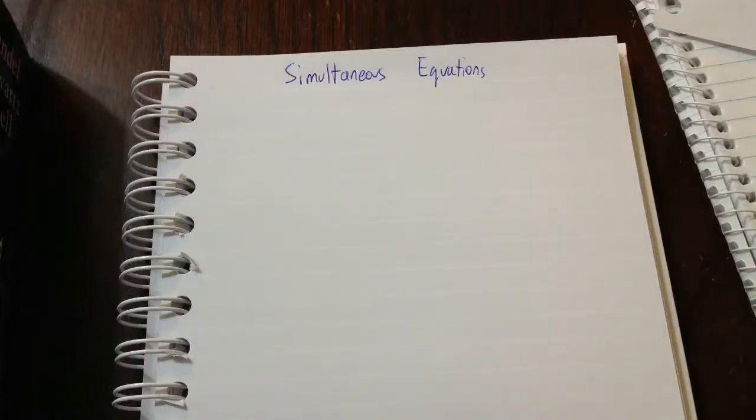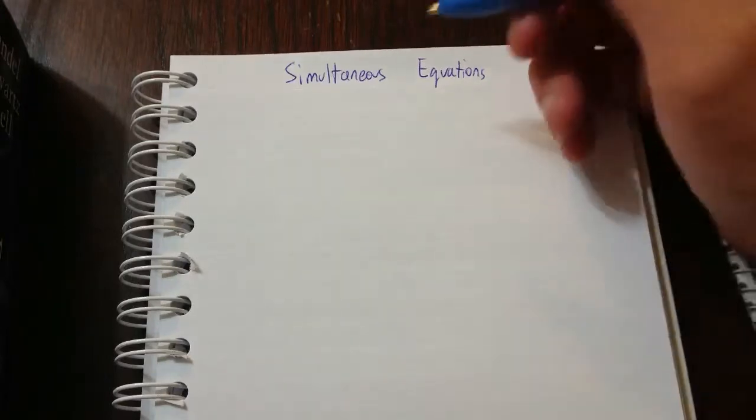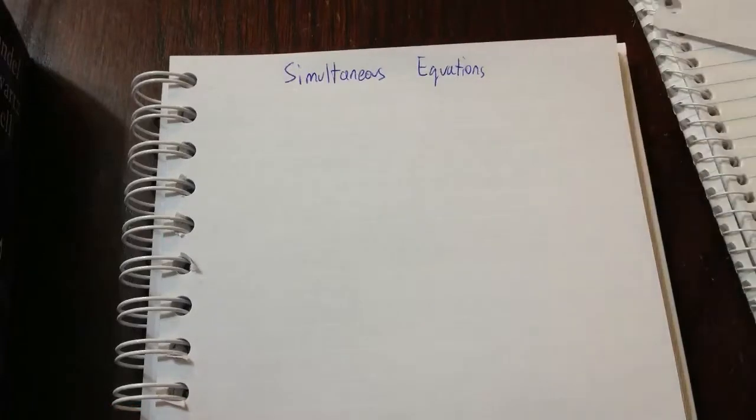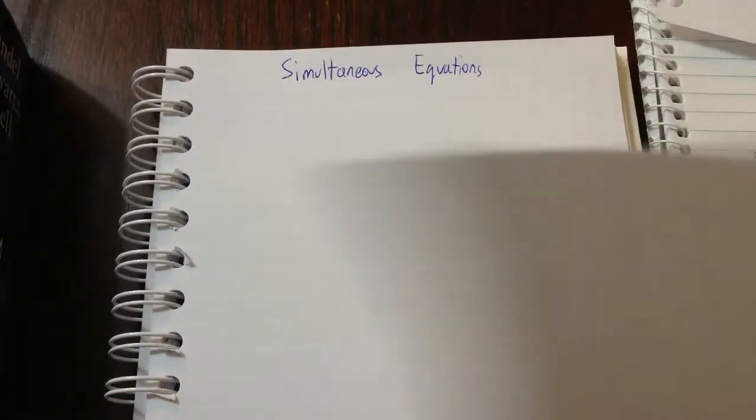Simultaneous equations. A lot of students have difficulties with these, and fair enough, they're kind of complex. But it's only a few steps that you need to take to really understand what's going on. So let me look for some questions here.